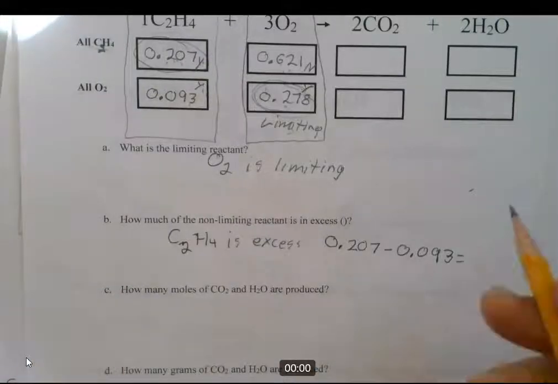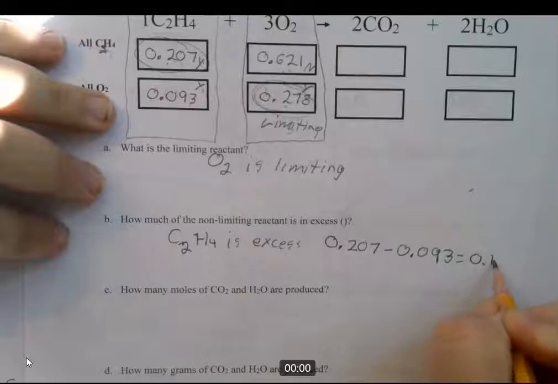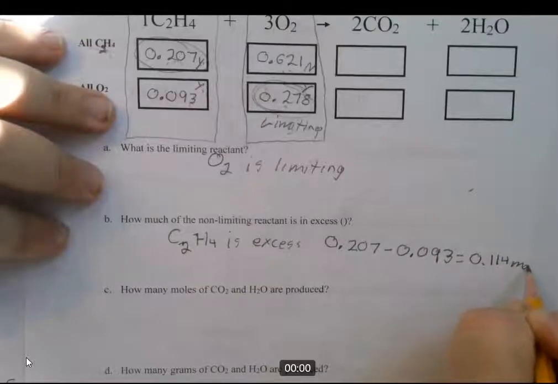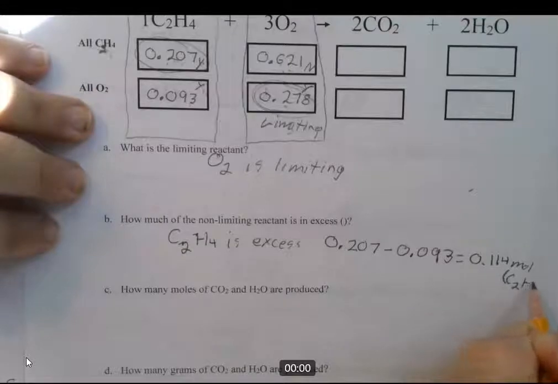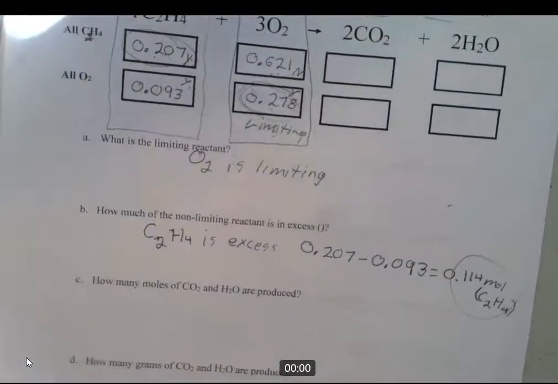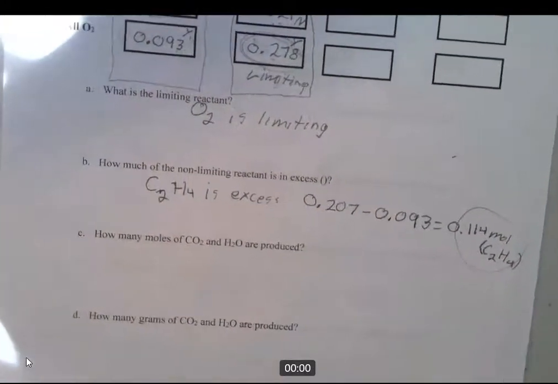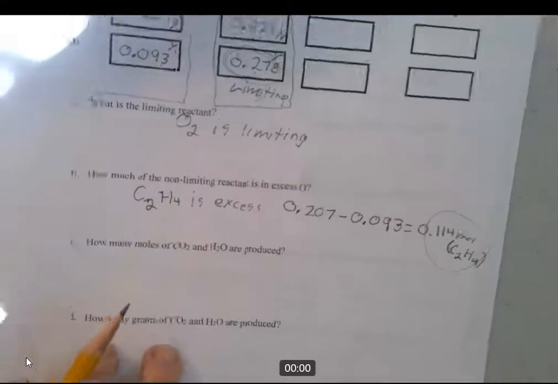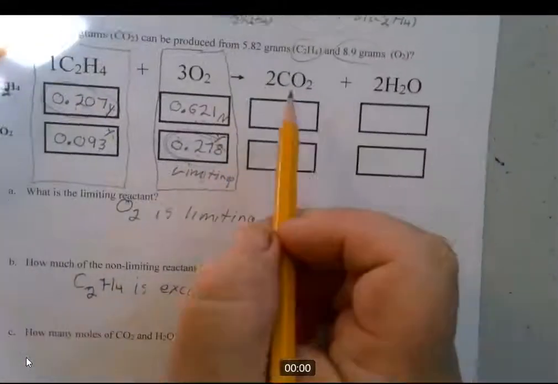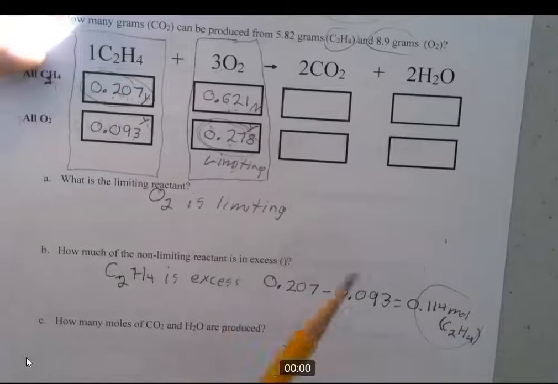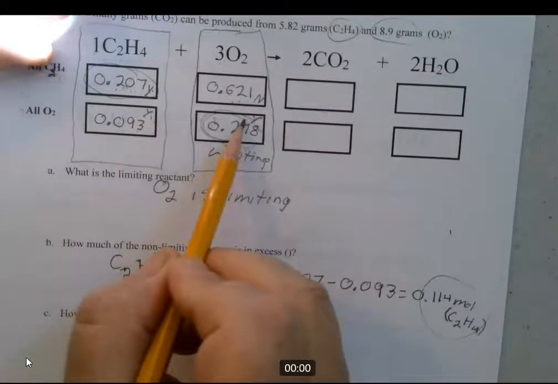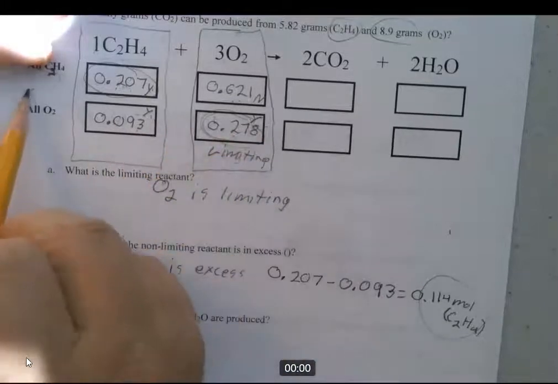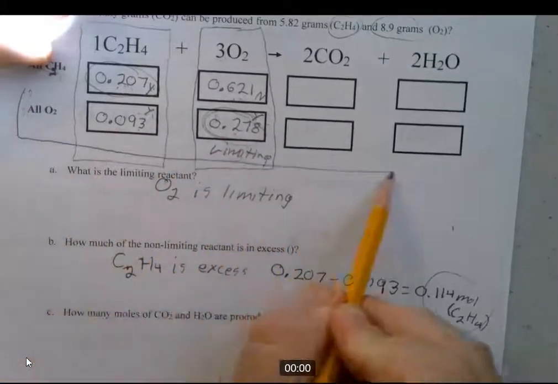And we get 0.114 moles of C2H4. So that's that. Okay, how many moles of CO2 and H2O? Okay, so now we're interested in moles of these. First of all, which reaction is going to run? You have to answer that first. It's the reaction that has yeses in both of the boxes in that row. So it's this one. All the O2 is going to run.